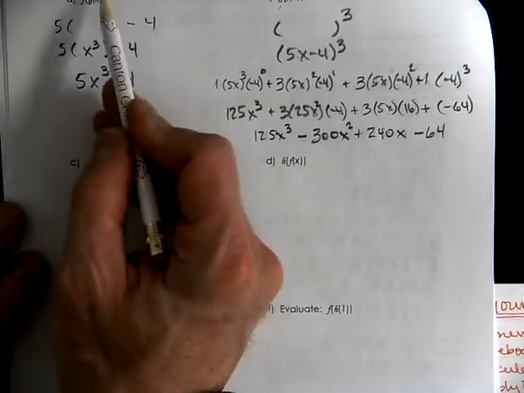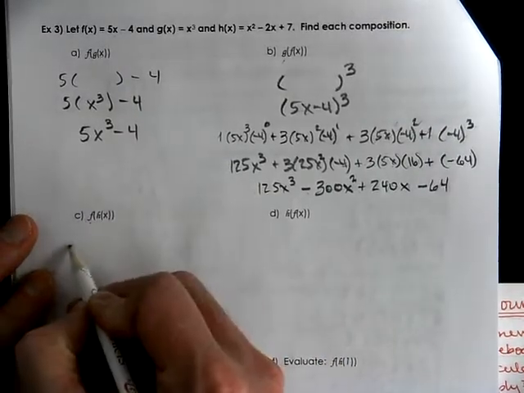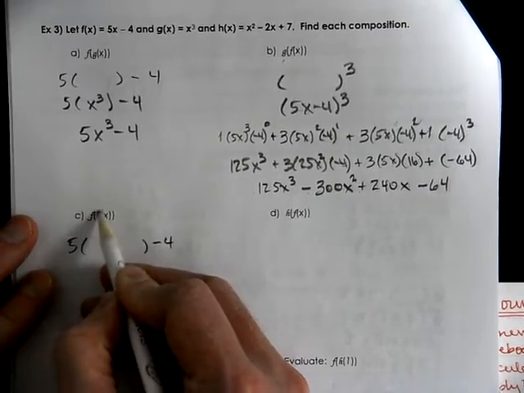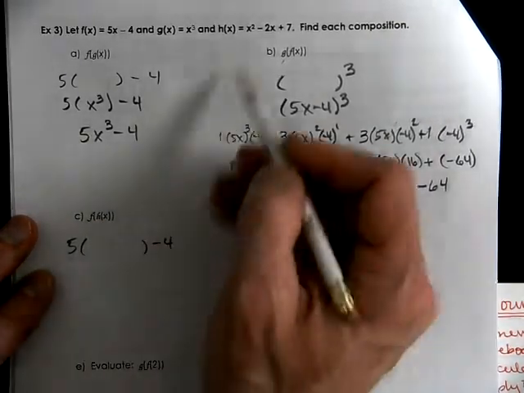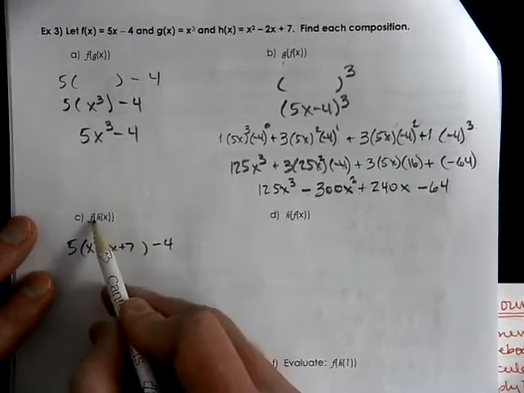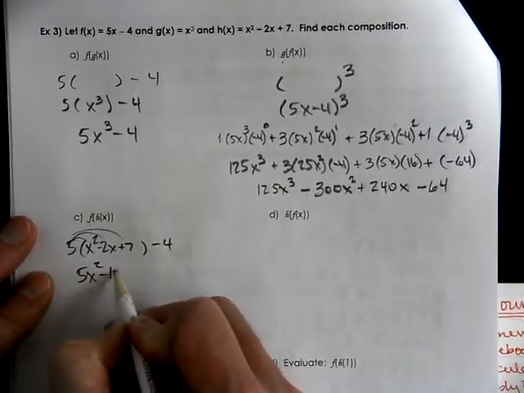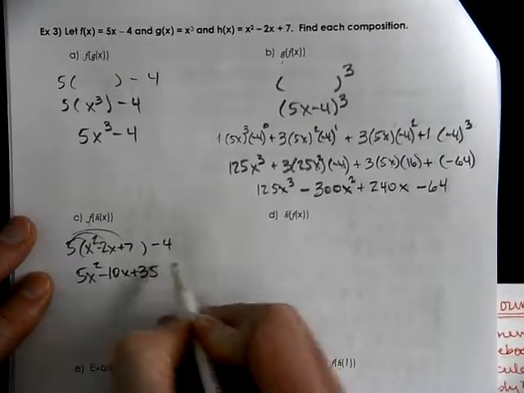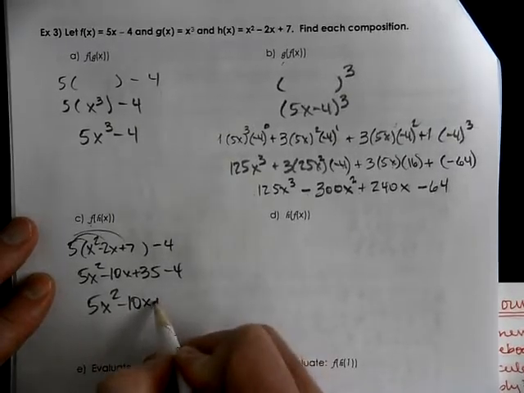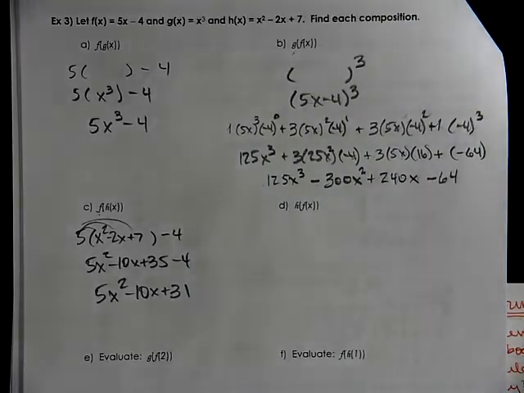So the f function, that's this guy right there. The f function is 5 times something minus 4. The something is going to be inside the f function. The h is going to go inside the f function. So to do that, we need to distribute and then collect our like terms. And that is f of h of x.